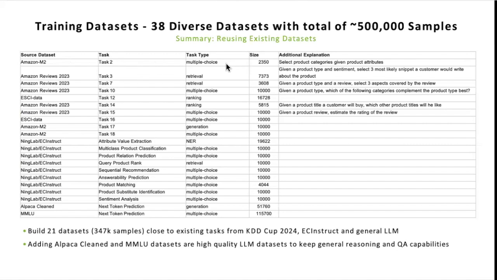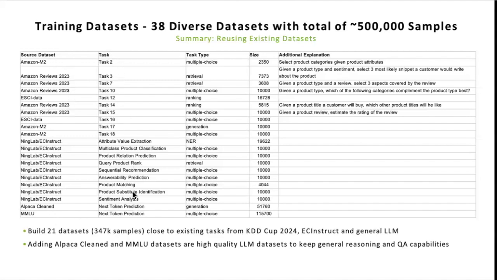And this task type is multi-choice. For example, task 2 is about selecting the product categories given the product attributes, right? So I can tell you the color, the size, and I think the size tells a lot. And then you can guess, okay, what are the potential product categories given this? And yeah, so this is all their source data sets, as I explained.